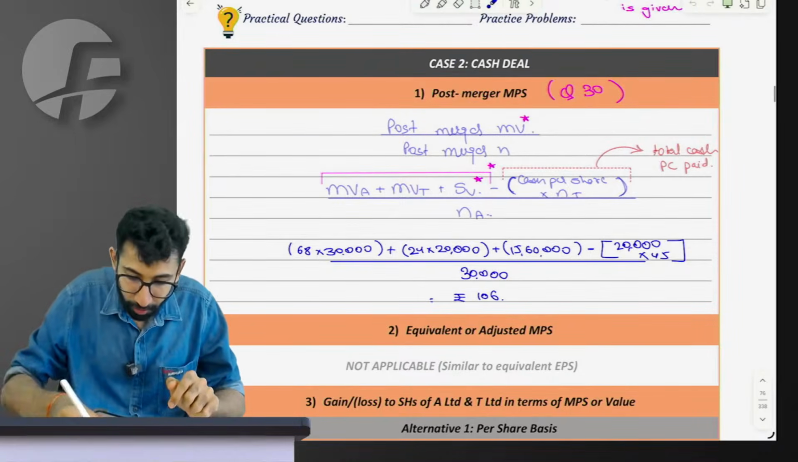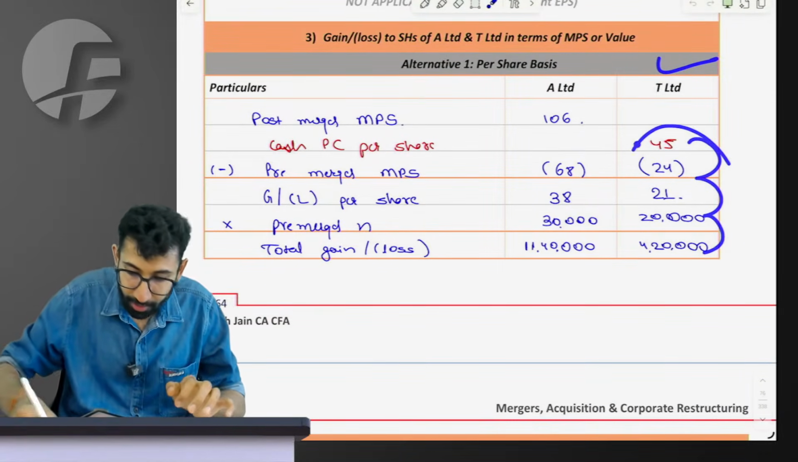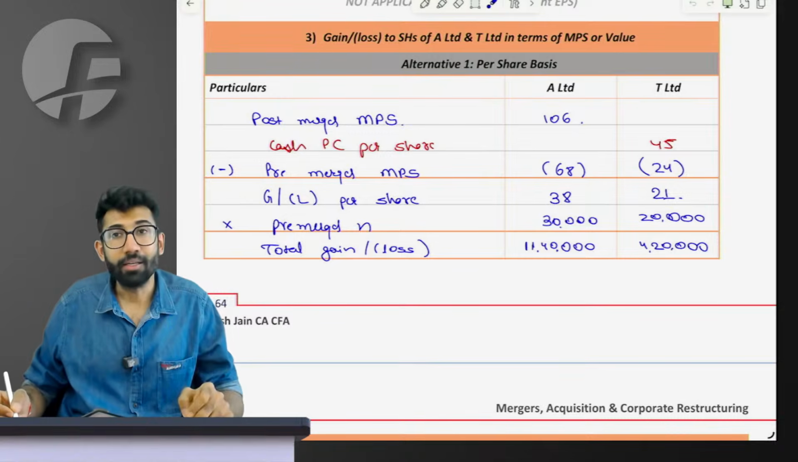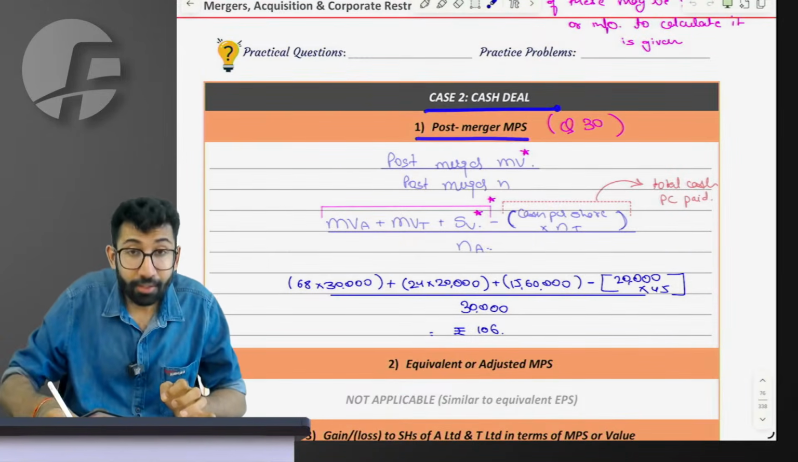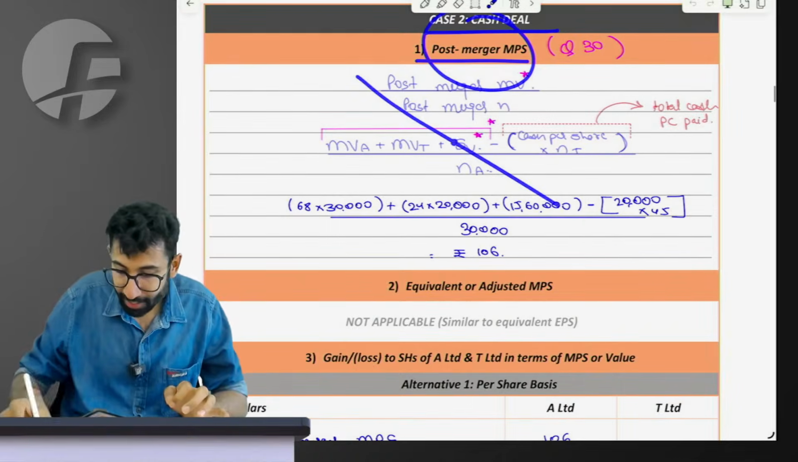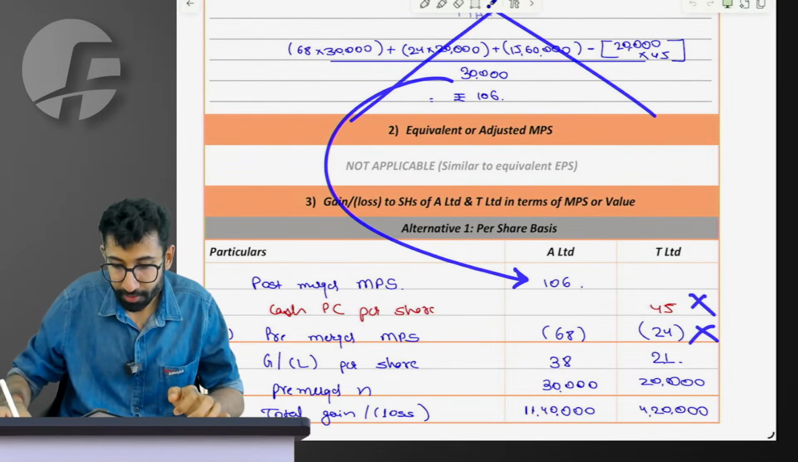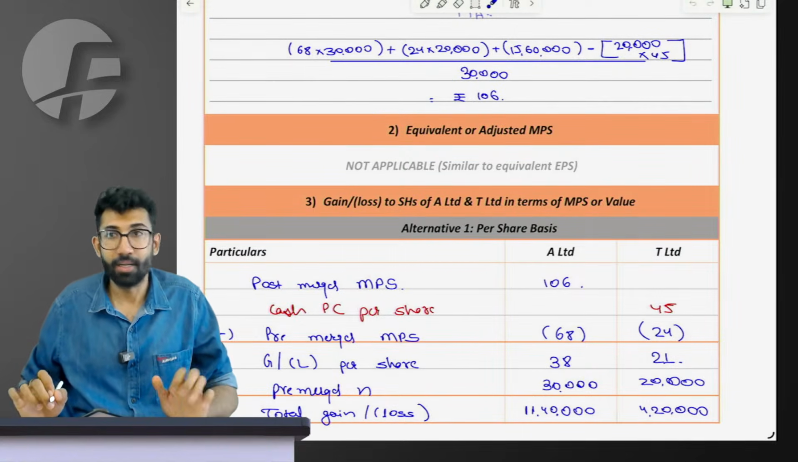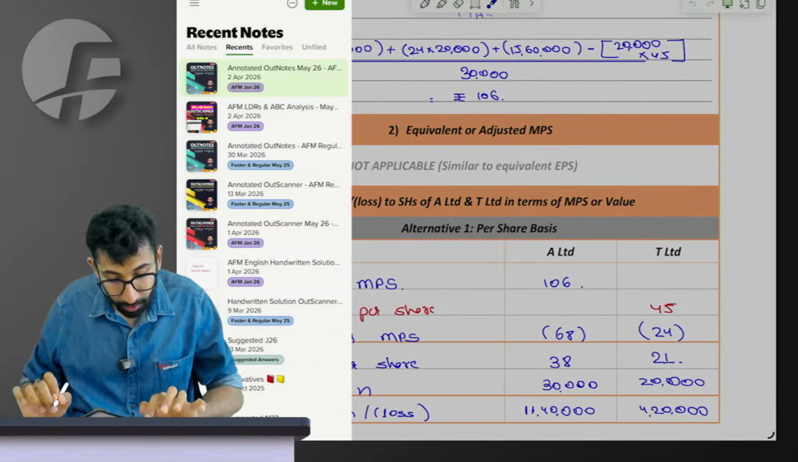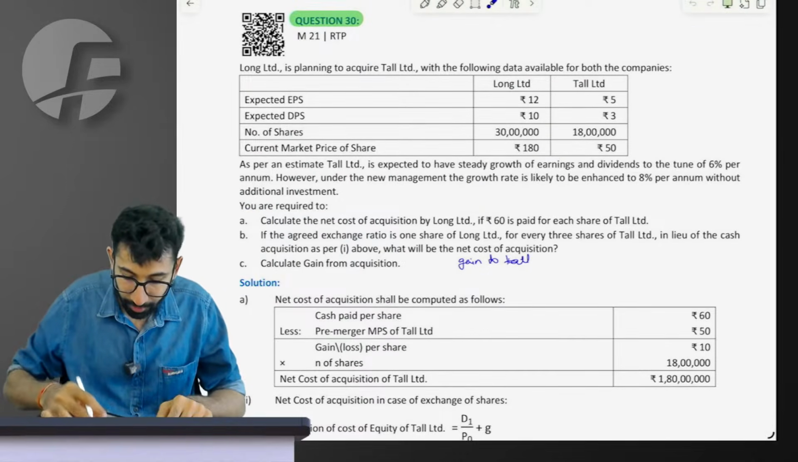Second, in case of a cash deal, for the target, the gain or loss calculation is very easy. Listen to this important line. In case of a cash deal, the post-merger MPS calculation is not needed, because 106 is used here. Here simply the cash of 45 that you received is used. Understanding my point? That is what the learning is. Now we do the first part of this question.